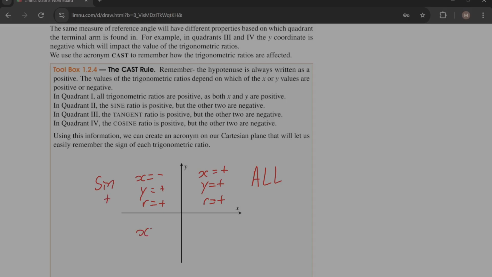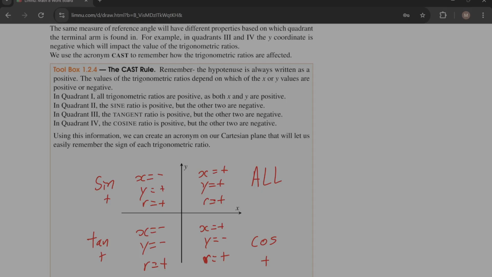Over here, x is negative in quadrant 3, y is also negative in quadrant 3, our radius is always positive. So the only one that uses two negatives, tan, is positive. And then finally, over here, our x is positive, our y is negative, and our radius is positive. My r's look like v's, deal with it. The only match here where the sign is matching is our cosine ratio is positive.